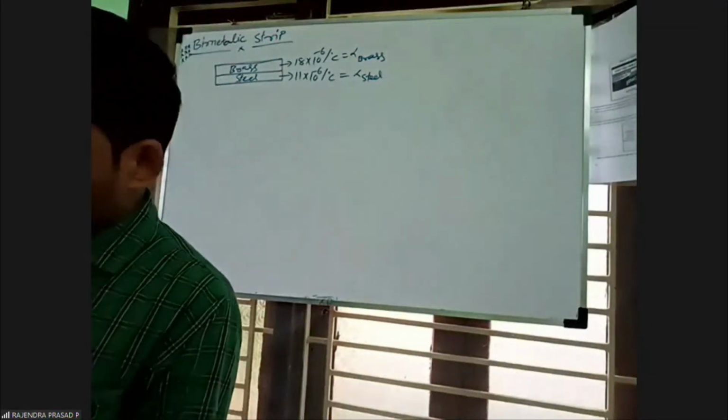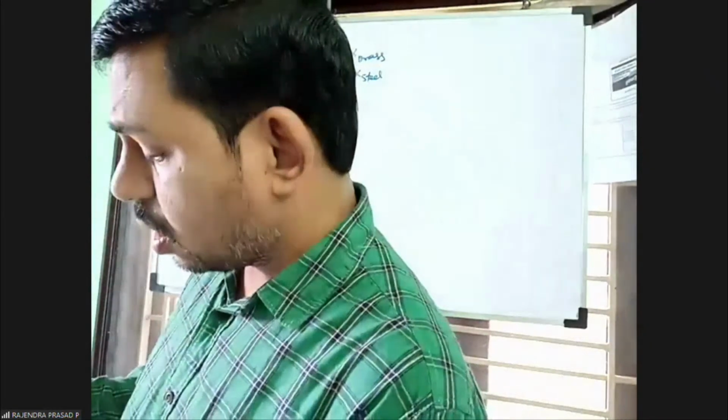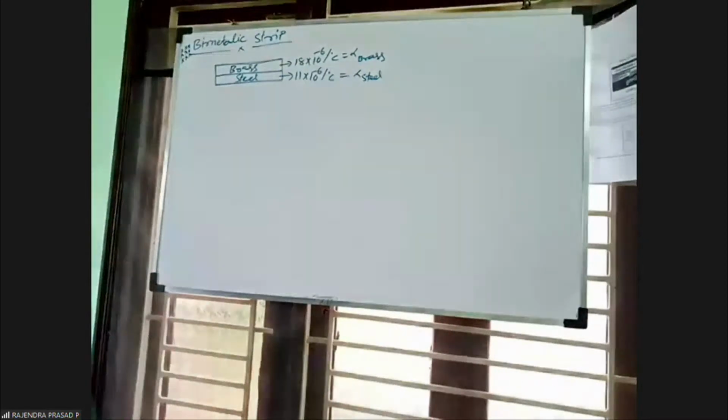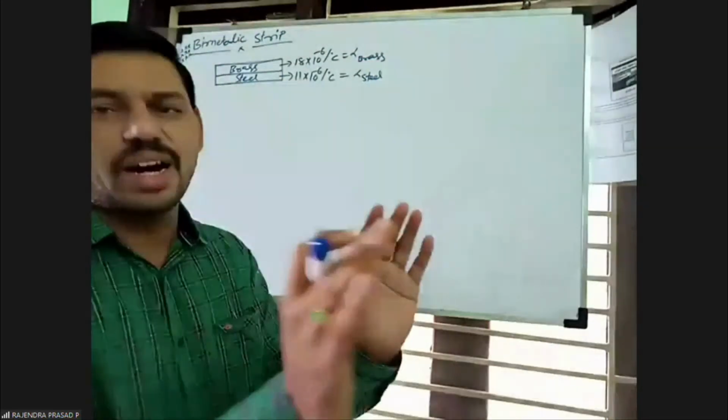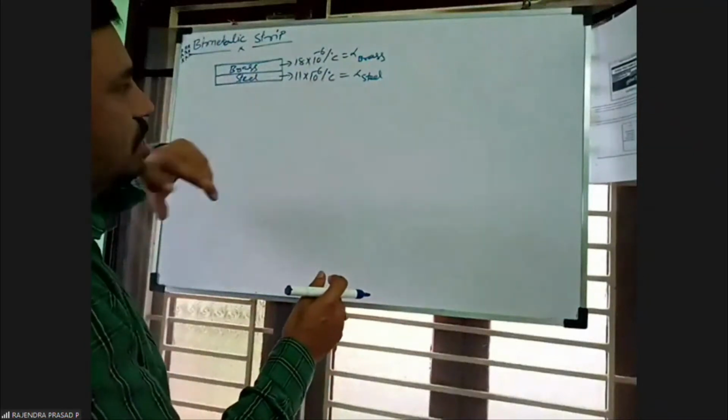We need to remember, sir? Do we need to learn all of them, sir? No need. Just an idea of which is high and which is low. So brass and steel: brass is more, so steel is less.